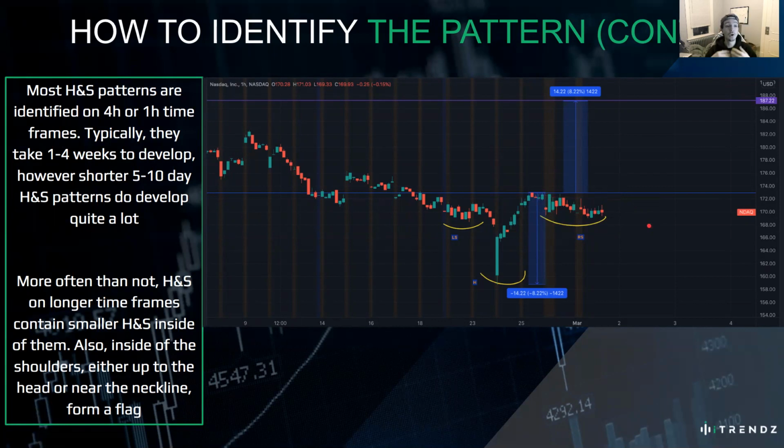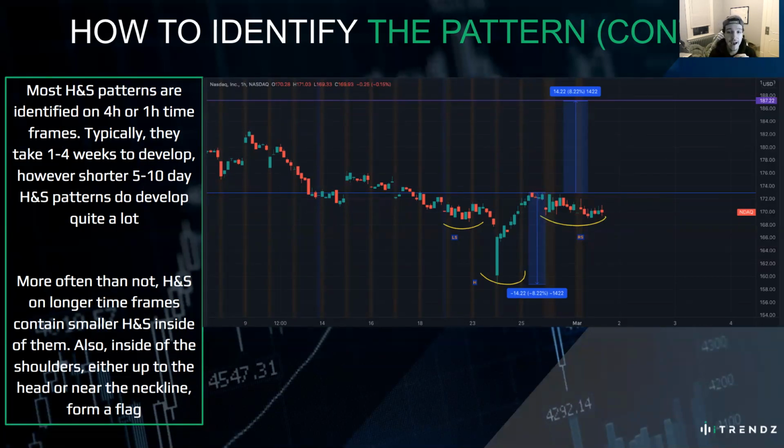But anyway, most head and shoulders patterns are identifiable and identified on the 4-hour or 1-hour time frame. Typically, they take about 1 to 4 weeks to develop. However, like I said before, you can find those that develop in 5 to 10 days, which is actually really nice. You can see this was over the course of 1, 2, 3, 6 days. This was the 6th day right here, and the 7th it failed. So it can happen in that shorter time period of 5 to 10 days.